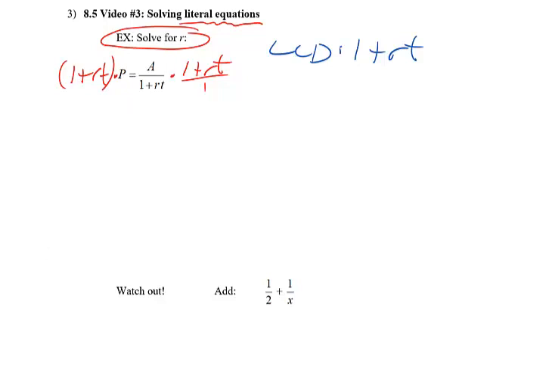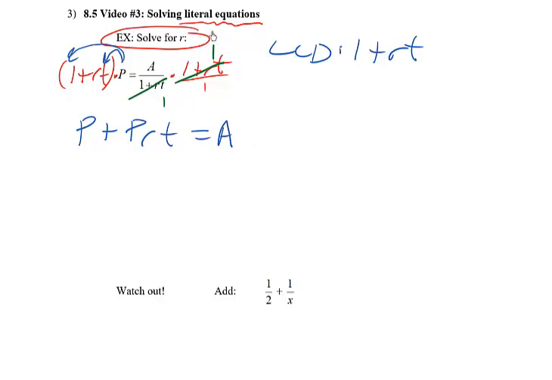On the right side, the fraction cancels. That's the whole point. That's why we did it. So goodbye, goodbye. Those are just ones. On the left side, I now have this parentheses times the p. I guess I might as well multiply that out. So I'm distributing this p to both parts. So that's p plus PRT. And on the right side, I just have the a. Everybody else disappeared. Okay, I've cleared the fractions. That's all I've done so far.